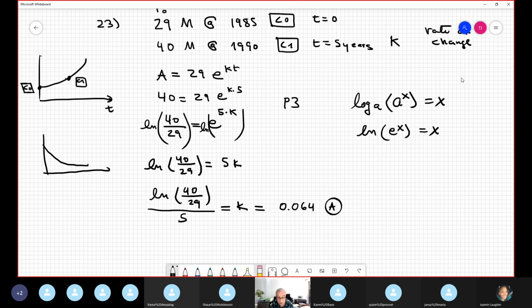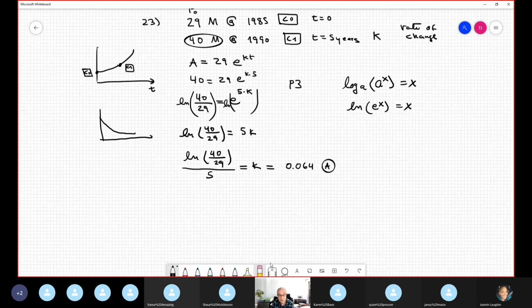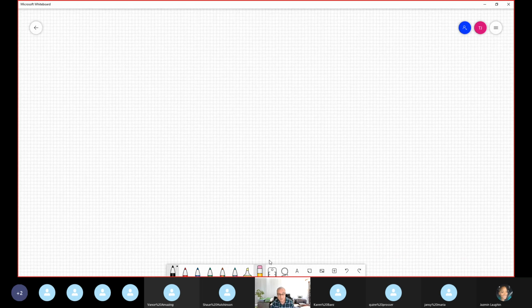Okay, let's see now in another problem. But no, this is exponential growth because the population is increasing, you know, increasing from 29 to 40. Yeah, increasing forever. Make sense? Okay. Let's move to 24.